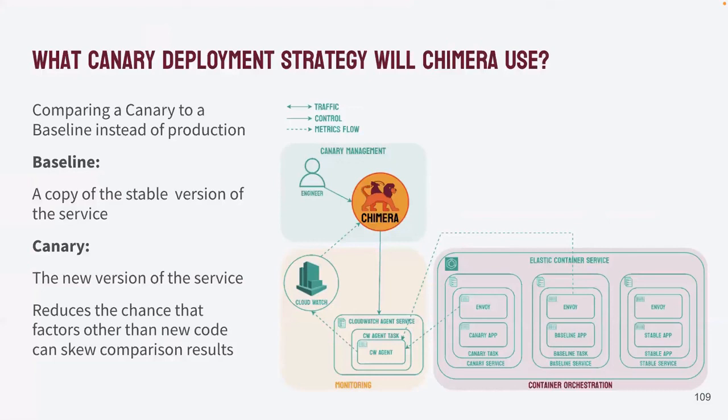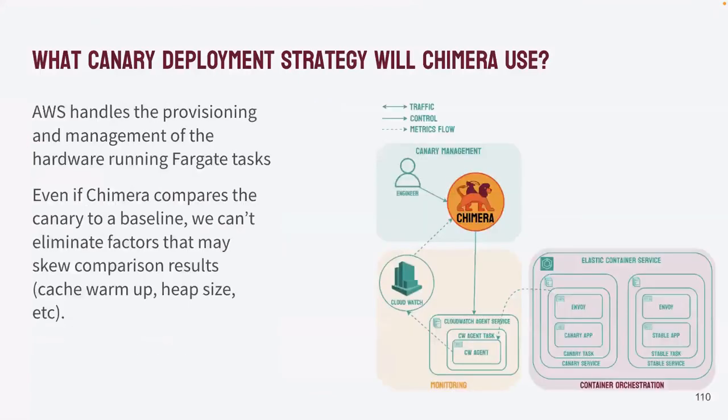results of the comparison. For example, if you compare a brand new version of a service to a version that's been running for a while, issues like cache warm-up can make it seem like the Canary is underperforming when it's really not. So we decided that it was not worth the added complexity of using a baseline, specifically because of the fact that Chimera works with systems running on Fargate.